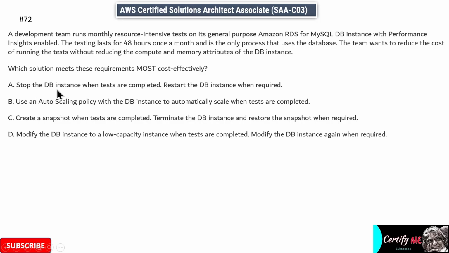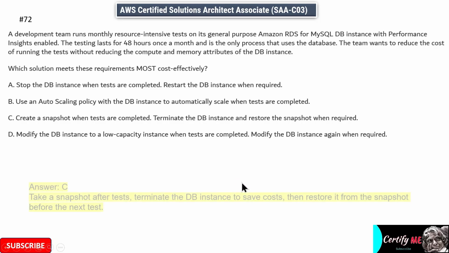Option A, stop the DB instance when tests are completed. Restart the DB instance when required. Option B, use an auto-scaling policy with the DB instance to automatically scale when tests are completed. Option C, create a snapshot when tests are completed, terminate the DB instance and restore the snapshots when required. Option D, modify the DB instance to a low capacity instance when tests are completed. Modify the DB instance again when required.